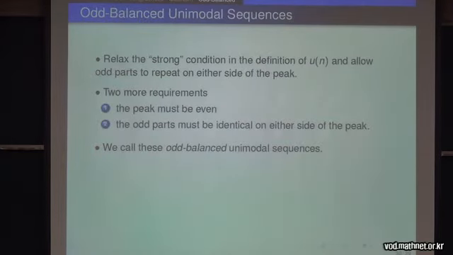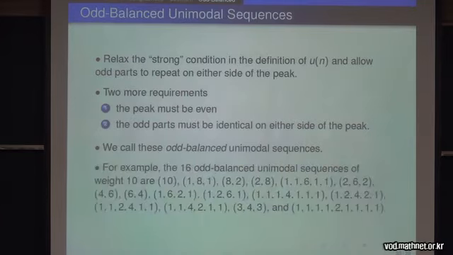So I'm going to introduce in what context quantum modular forms appeared in other combinatorial objects. Here I'm going to introduce odd-balanced unimodal sequences. An odd-balanced unimodal sequence is basically a strong unimodal sequence where we relax some conditions. We allow odd numbers in the sequence to be repeated, the peak must be even, and the number of odd parts is identical on either side of the peak. The reason we say odd-balanced is the second requirement, and we call this type of sequence an odd-balanced unimodal sequence.